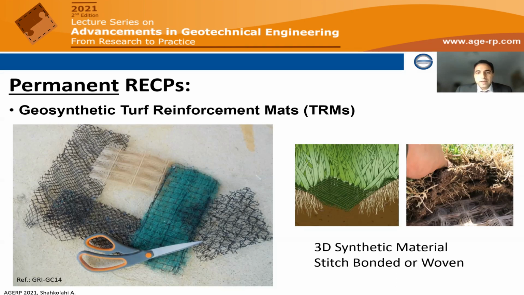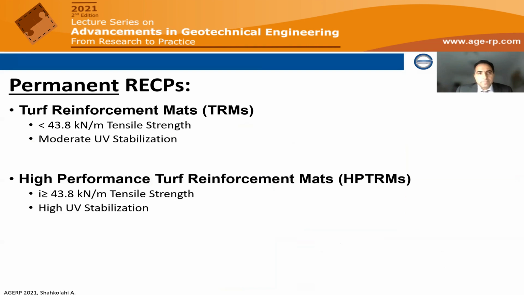And as you can see in the photo, it reinforces the vegetation. So it becomes reinforced vegetation. Now this vegetation can withstand higher shear and velocity forces. We normally have two types of TRMs in the world. The normal TRMs are moderately UV stabilized, and the tensile capacity is less than 44 kilonewton. When we go to higher tensile capacities, more than 44 kilonewton according to FHWA, and very high UV stabilization, like up to 75 or 100 years, then we call them high performance TRM, or HPTRM. So these are, again, general descriptions.